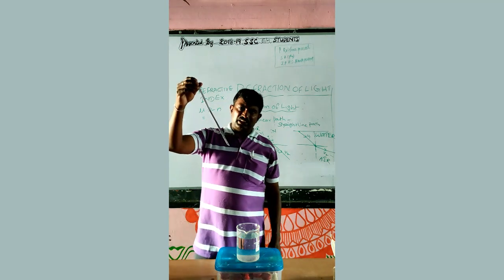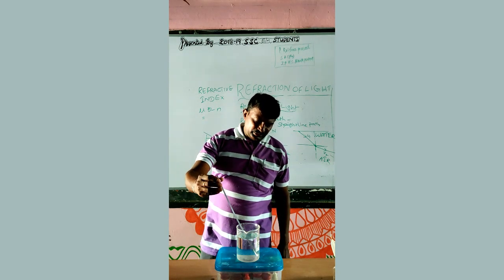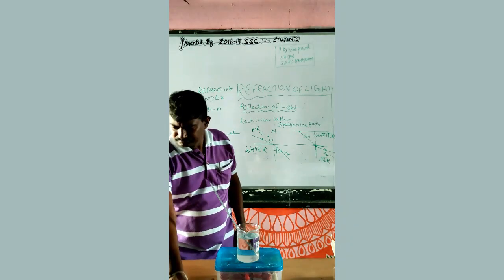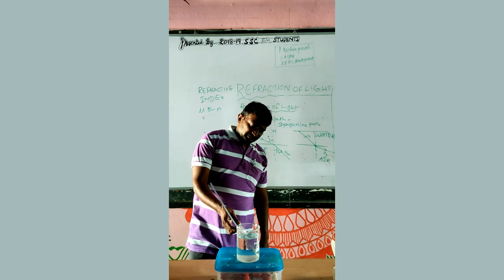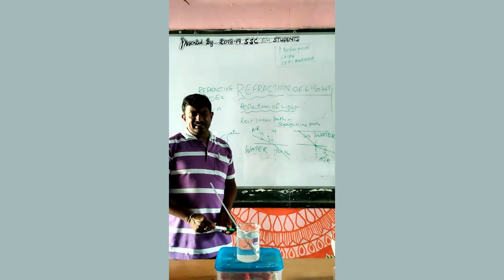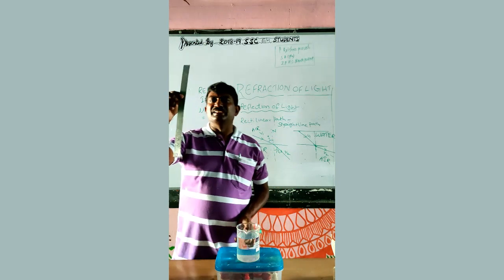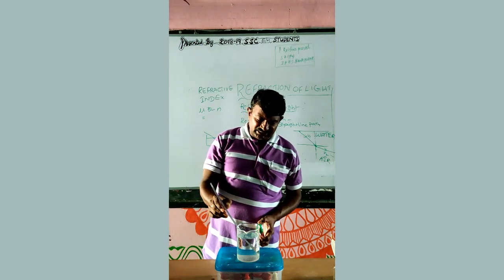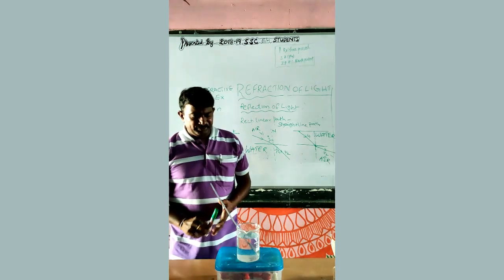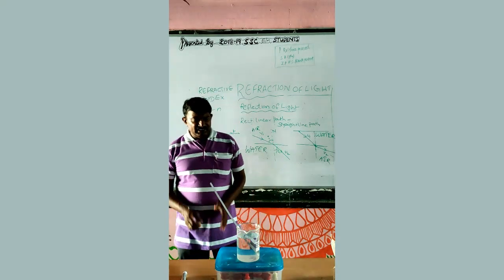Now I am immersing, or dipping, the scale into the tumbler. Observe carefully. In this part, we are observing a bending in the scale. What did we discuss just now? There is no bending, it is a straight scale. But whenever we immerse it in the water, we observe a bending in the scale. Why we observe the bending in the scale, let us discuss.